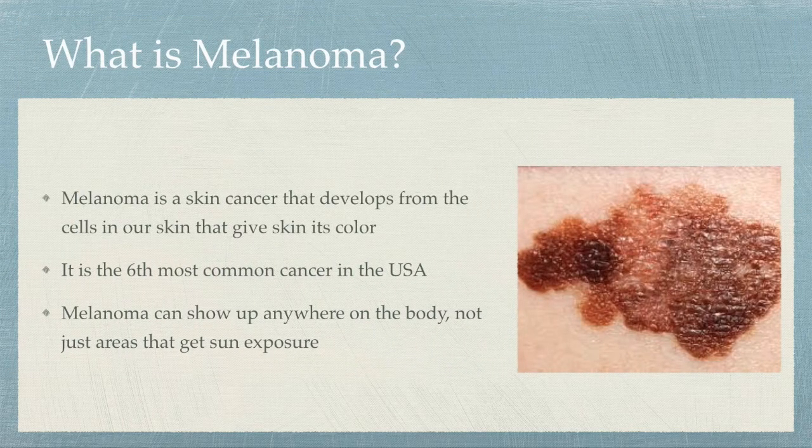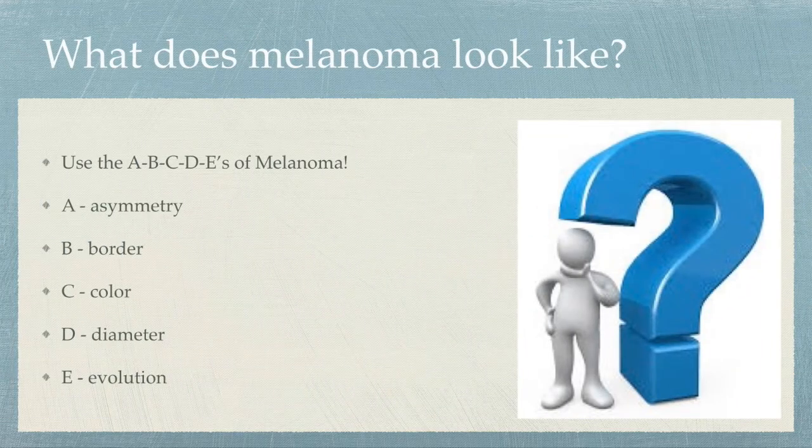So a good place to start would be to talk about what exactly is melanoma. Melanoma is a skin cancer that comes from the cells in our skin that give our skin color. It's the sixth most common cancer in the United States. And it can show up anywhere on your skin, even in places that don't usually get exposure to the sun.